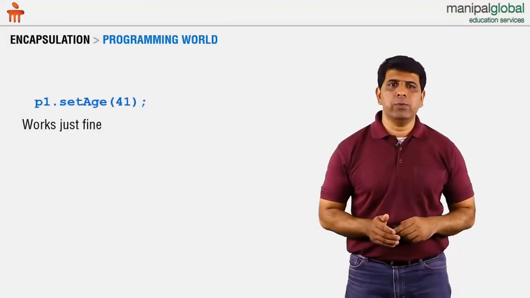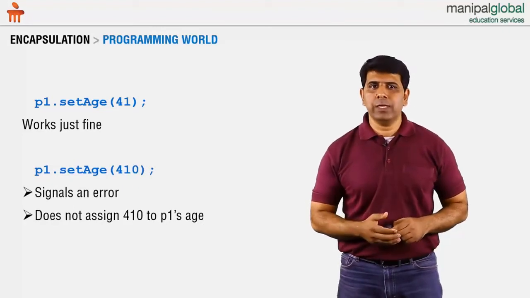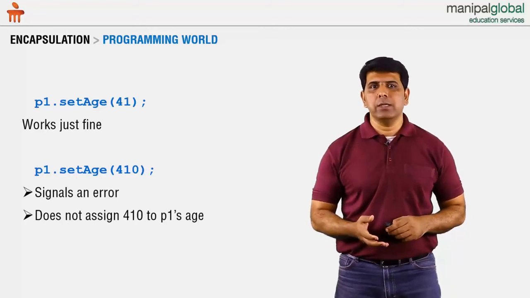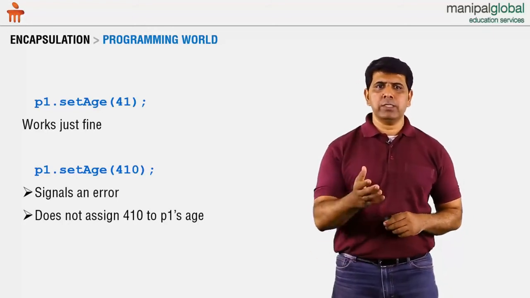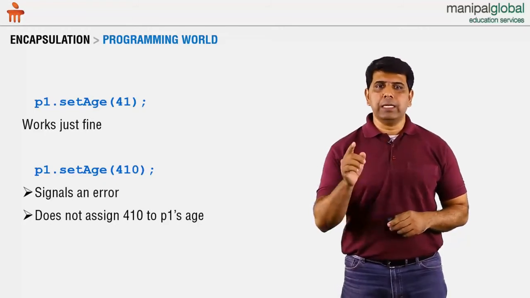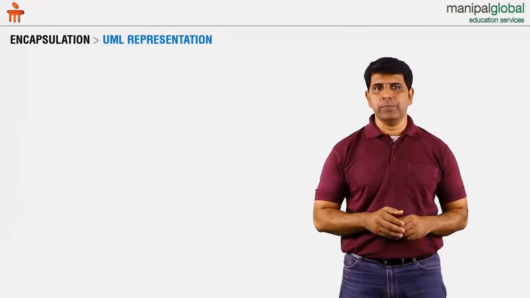So if I supply 41 for setAge, it works just fine. But if I supply 410, this signals an error because we checked: is it greater than 120? And yes, it is more than 120. So it signals an error and does not assign 410 to the age of the person.